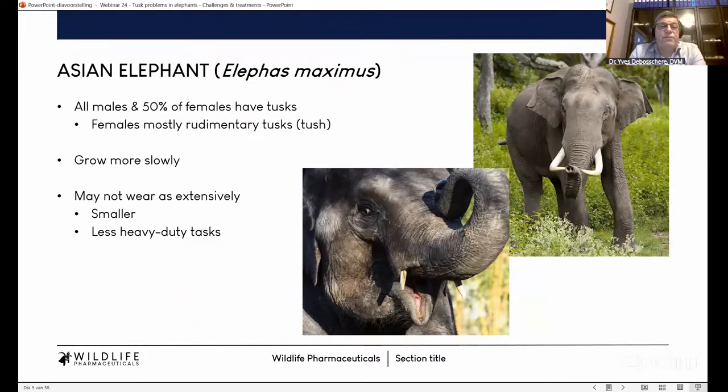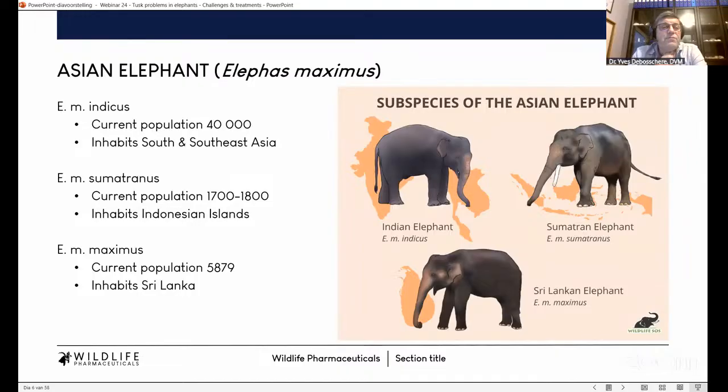In the Asian elephant, all males normally have tusks and only 50% of the females have tusks. In the females, the tusks are much more rudimentary, sometimes also referred to as tushes, but that is not the correct term, because the tusk is a deciduous tusk in a newborn elephant. They grow more slowly anyway, and they may not work as extensively, but they are smaller and have to do less heavy duty tasks. If we look at the Asian elephant, we have the Indicus, the Sumatran, and the Maximus.